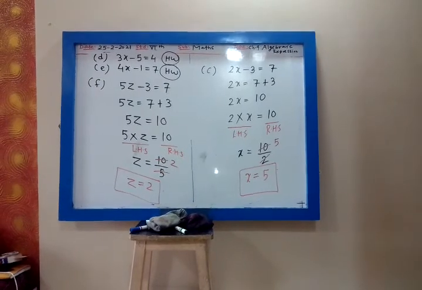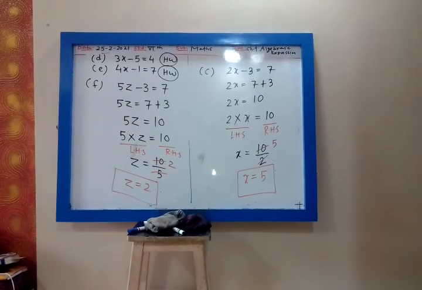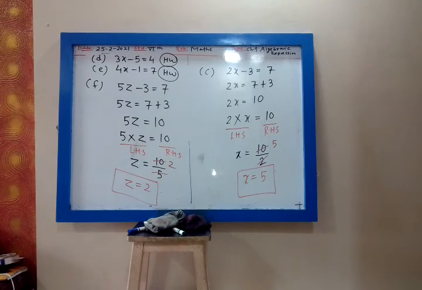A1. 5z minus 3 is equal to 7. So 5z is equal to minus 3. We take it on the right hand side. It becomes plus.